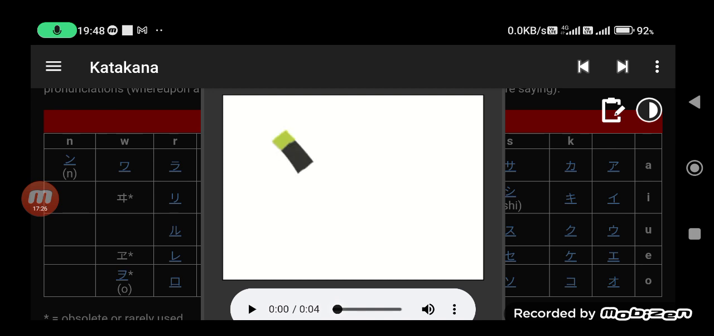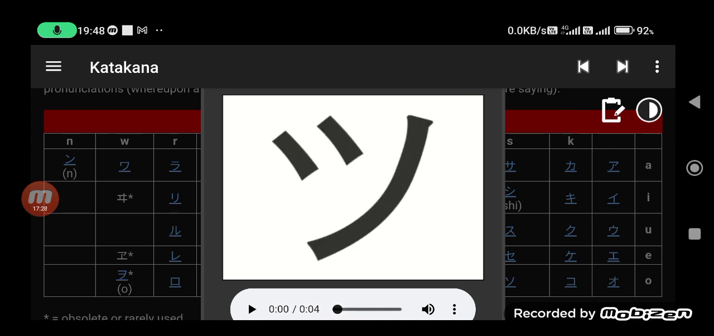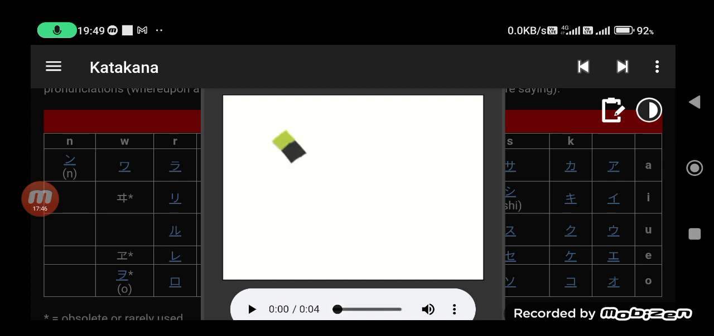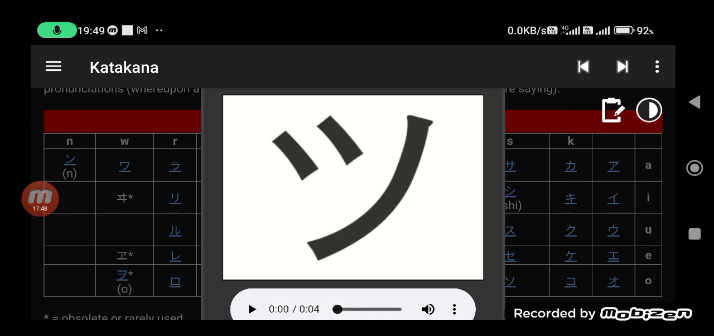It's like in kraken or rockman. But this one, if you do not make it a small chu, a regular size chu, tsu. It's not chu, but chu is CHU. This is TSU. Tsu.